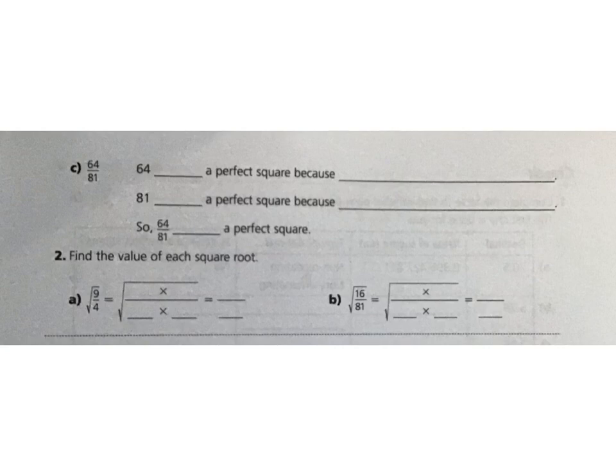Okay, and then 64 over 81. Looking at the numerator and the denominator there, 64 is on our list. It's 8 times 8. And then 81 is on our list because 9 times 9 works for it. This is why it's a good idea to have those perfect squares memorized or have your list out so you can refer to that list. Okay, and then once we know something is a perfect square, we can take the square root of it.